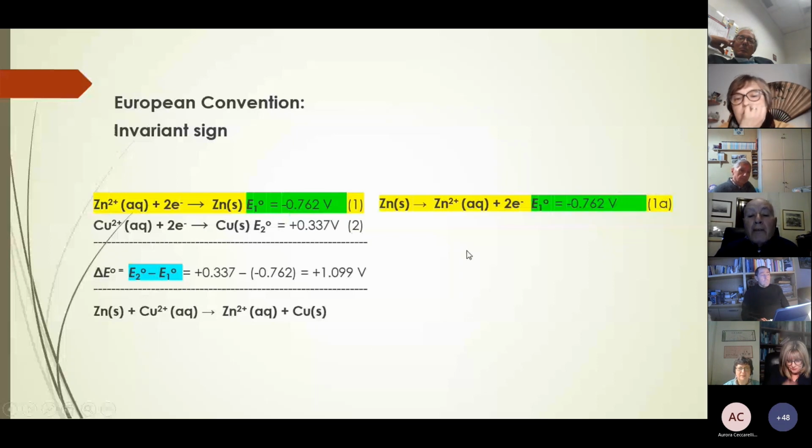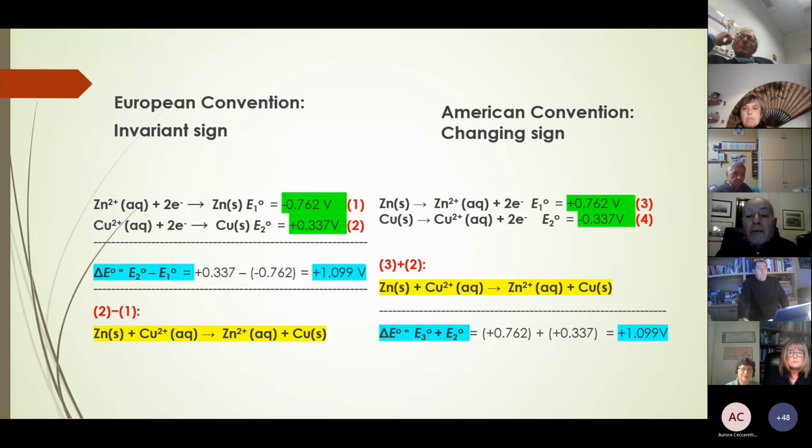Now, if I reverse the reaction and I write it as an oxidation, if I stick to the European Convention with the invariant sign, I have again to have minus 0.762. This is for students to grasp. Taking the American Convention is more common. One reverses the half reactions, writing them as oxidations this time, and also reverses the signs of the potentials.